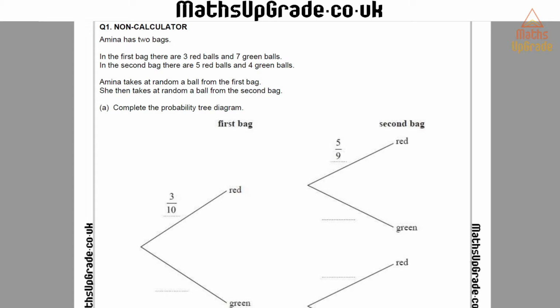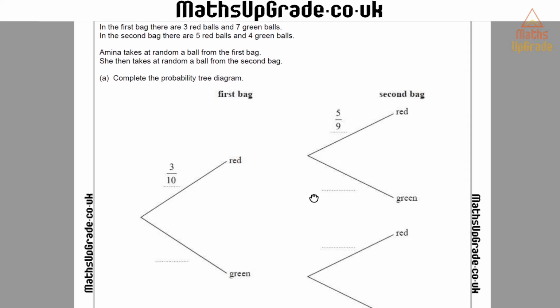The first few questions are all non-calculated questions. The first question states that Amina has got 2 bags. In the first bag she's got 3 red balls and 7 green balls. In the second bag she's got 5 red balls and 4 green ones. She takes at random a ball from the first bag and then takes at random a ball from the second bag. Complete the tree diagram, and that's 2 marks.